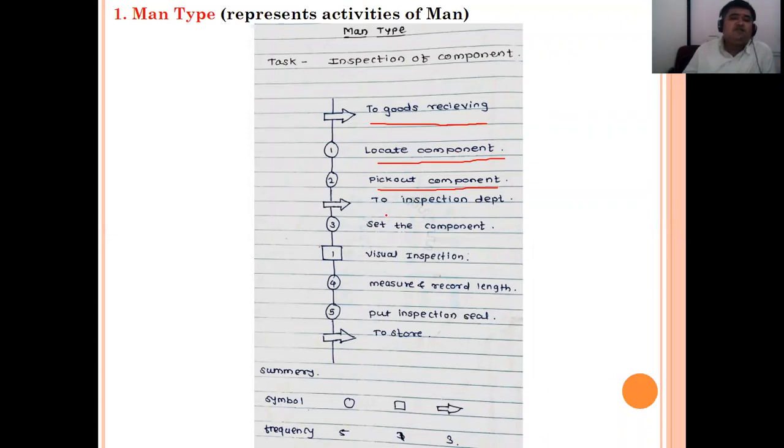Then inspection. He will inspect the thing, set the component, visual inspection, measure, record the length, put the inspection record and go to the store again. The worker will receive the goods, locate the component, pick up the component, make the inspection where he has taken the part, set the component on the machine, make the usual inspection, measure and record the length, whatever it may be, write the inspection seal and put it into the store. This is the man type.